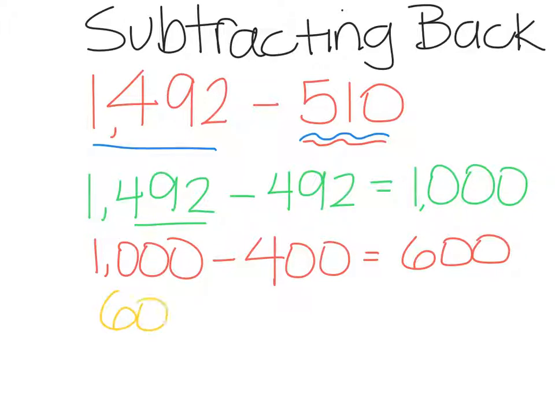So I'm going to take my 600, and I know that if I take away 90 from 100, it's going to give me 10. So I'm going to take away 90. And 600 minus 90 gives me 510. I didn't have to take as big of chunks as I did, but I wanted to because getting me to a nice number like 1,000 was a great way to start.